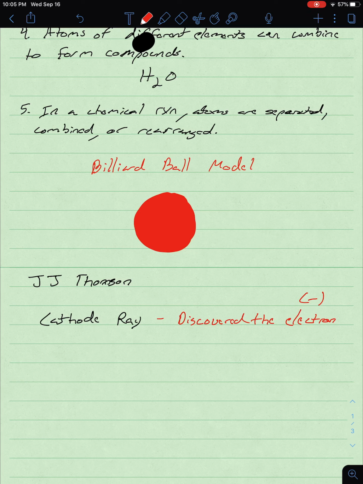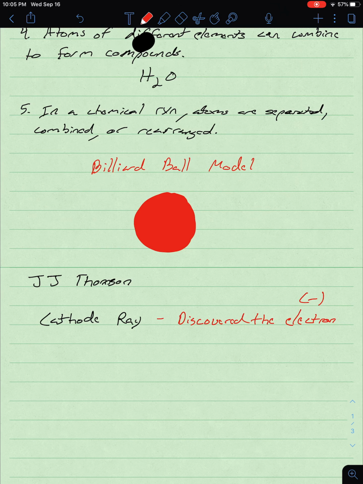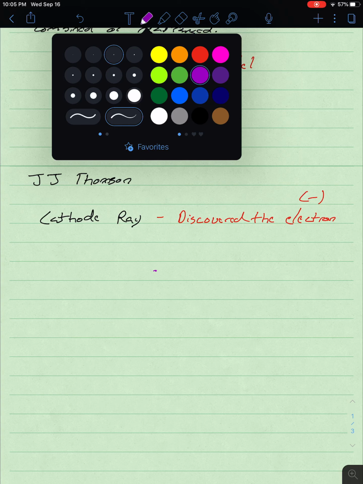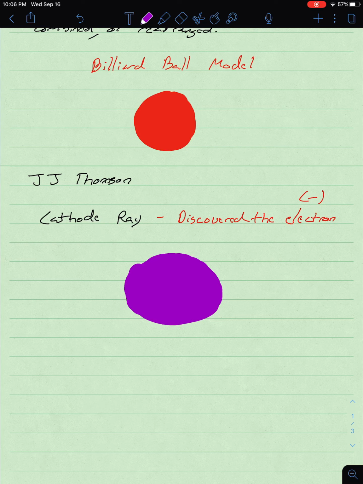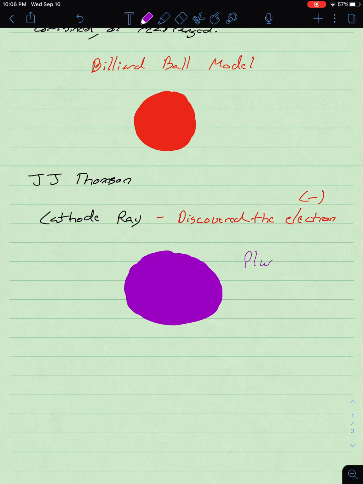So what his model looked like is, now I'm going to do a different color. J.J.'s model, and let me go back to a different size. J.J.'s model is called the plum pudding model. Bear with me on this. So his was the plum pudding model.